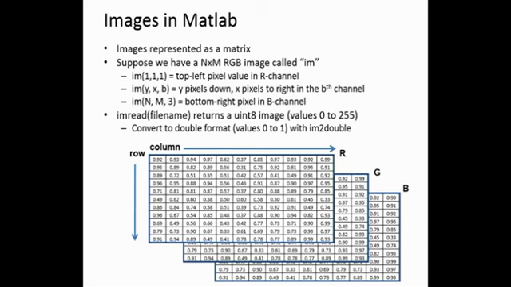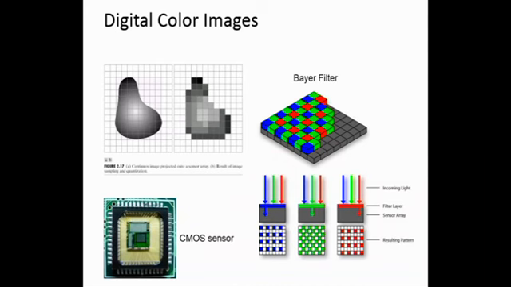Yes? In the CMOS sensor, are the red and the green right above each other or next to each other? So the question is, in the CMOS sensor, are red and green right next to each other? Yeah, these are all in the same grid. They're all next to each other. Like their x and y location slightly off?